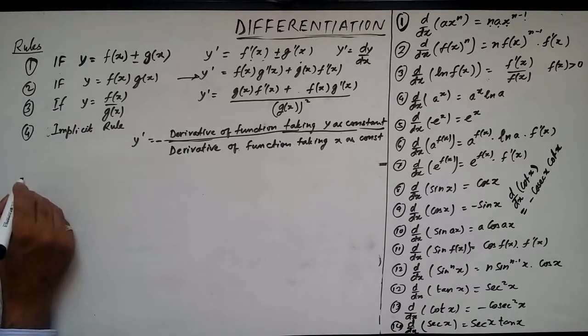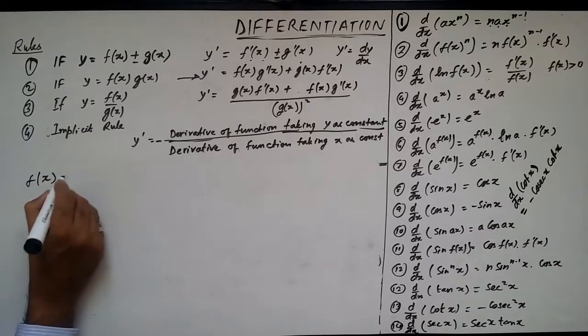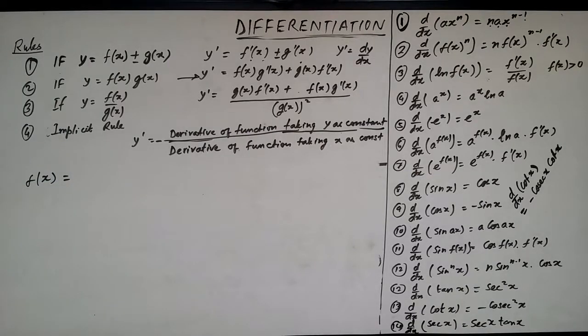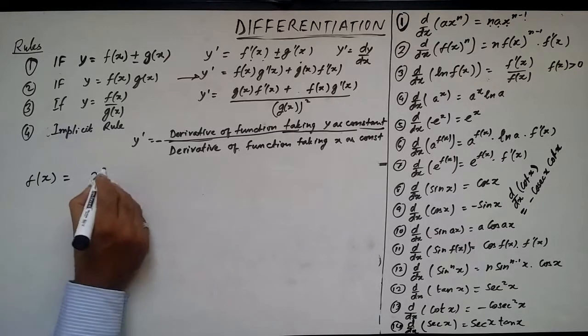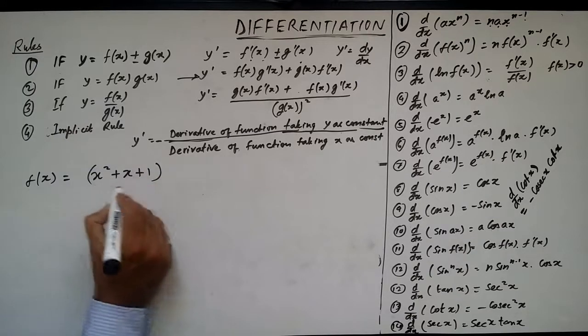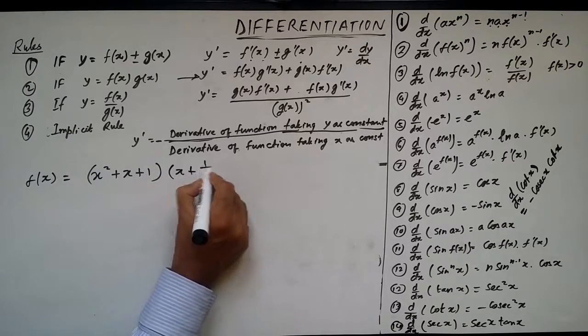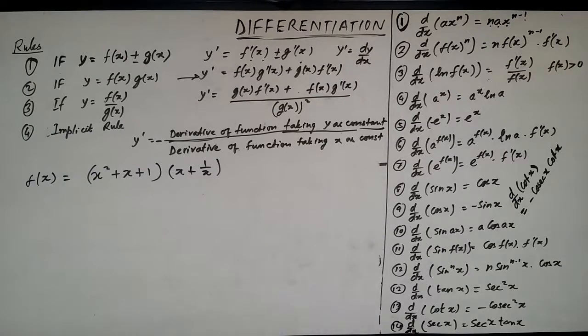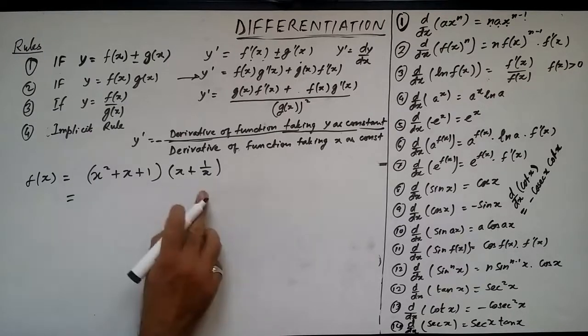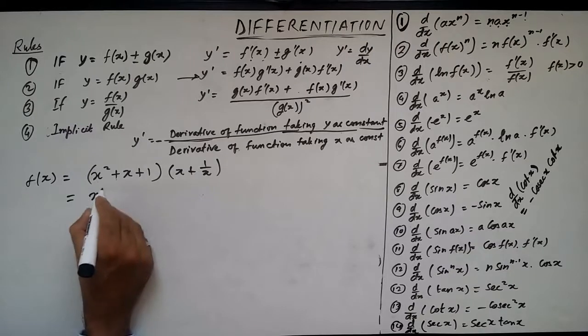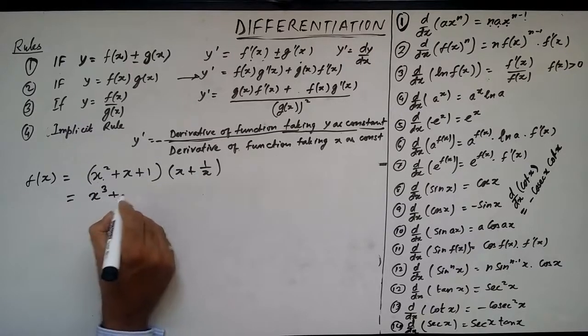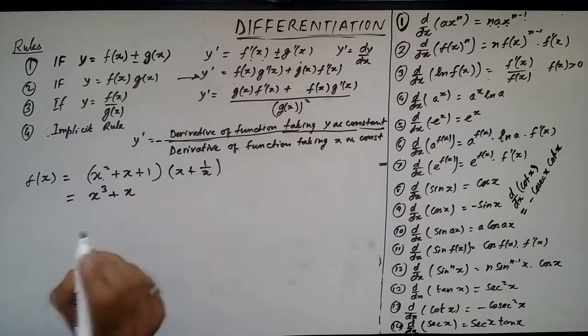So let's take another example. f(x) is equal to (x squared plus x plus 1) into (x plus 1 by x). Okay. How are we going to do this? Shall we apply the product rule or shall we expand first? I think here also it's easier to expand first. So x squared into x is x cubed. x squared into 1 by x is x, because one x cancels from x squared.